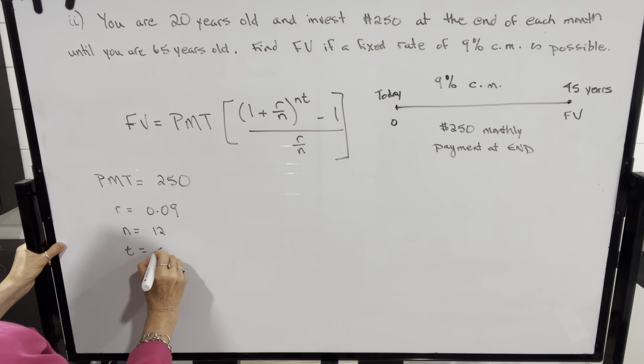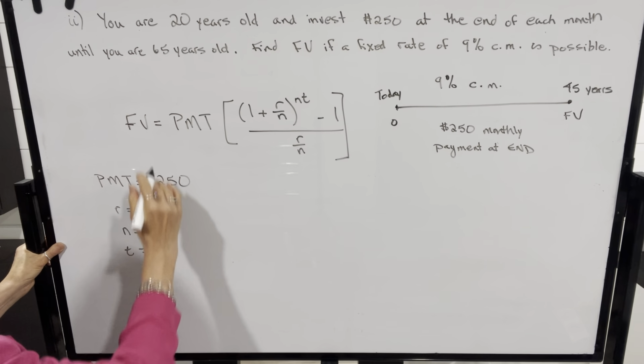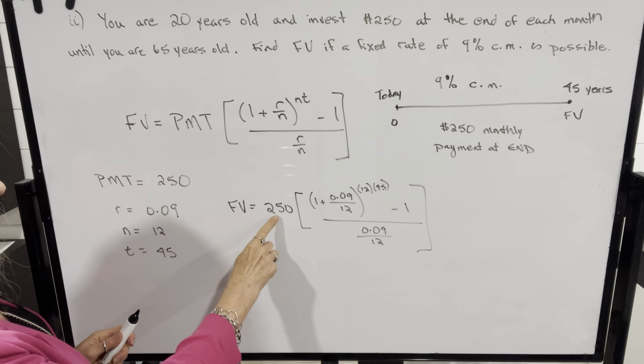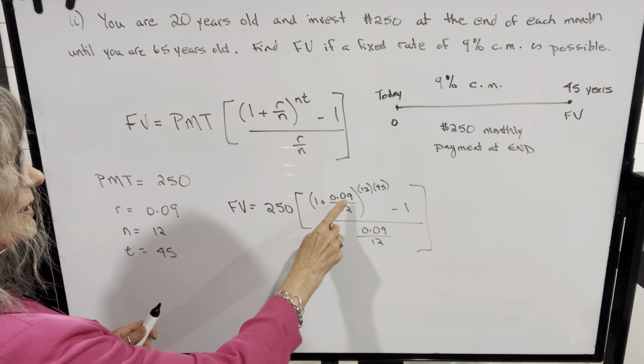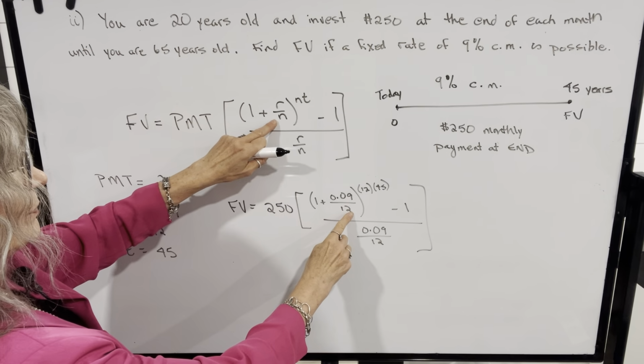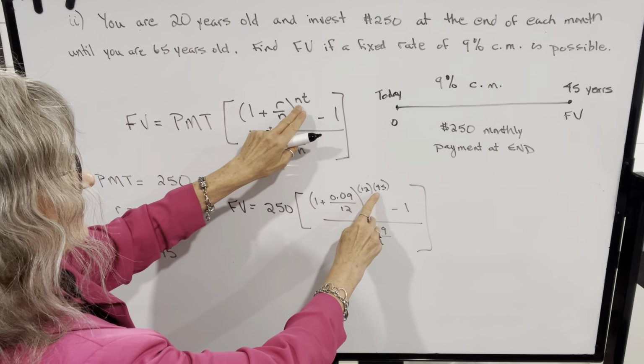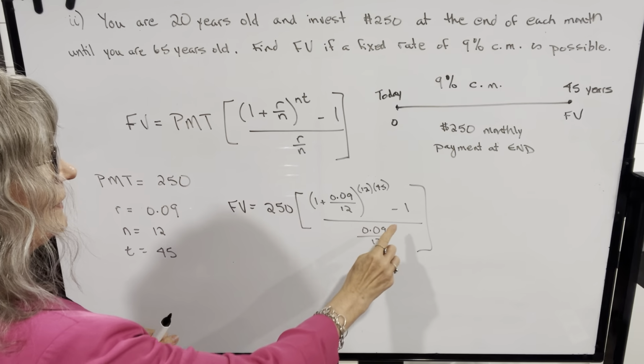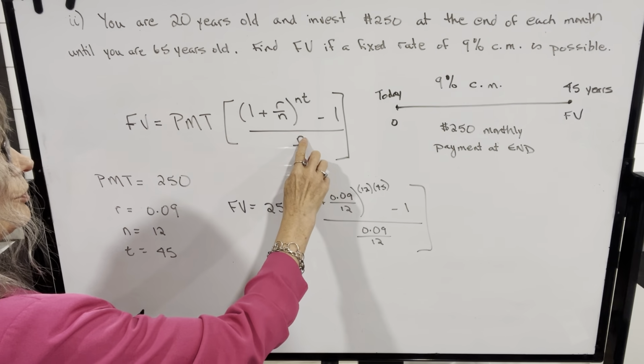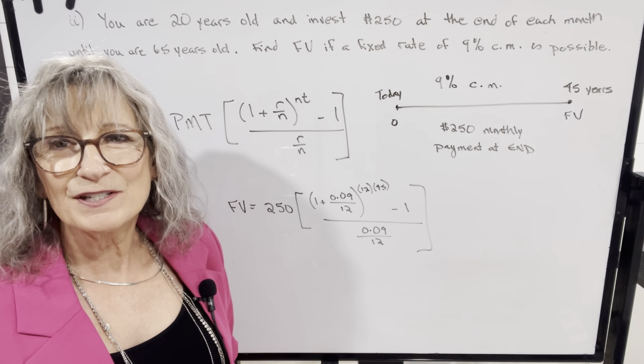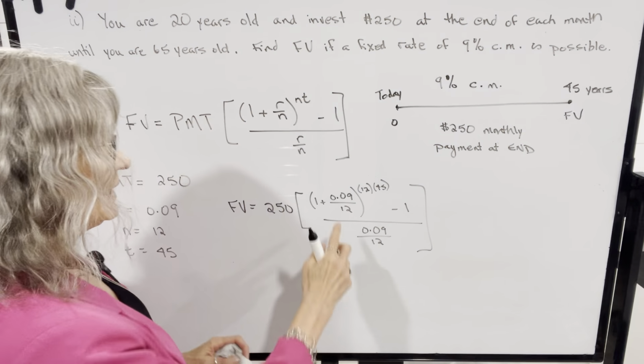and the number of years is 45. So let's plug these values into our formula, and we get 250 times 1 plus 0.09 divided by 12 to the exponent of n times t, or 12 times 45, minus 1 over r divided by n. Let's simplify this before we use our calculator.